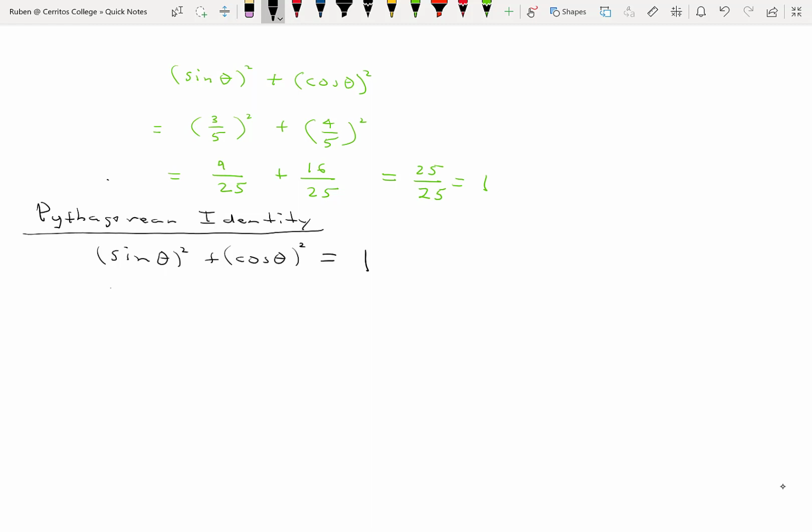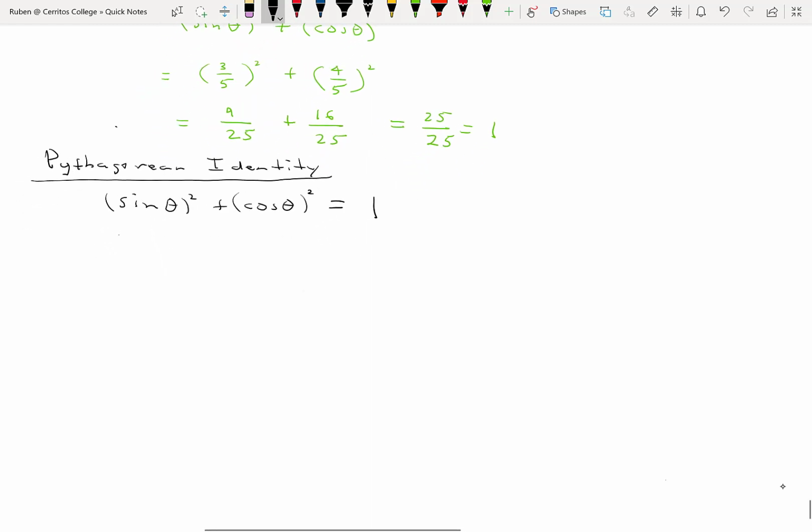Now, this expression, sine of theta squared plus cosine of theta squared equals 1, happens so often that we abbreviate some of the notation. We write sine of theta squared, which of course means sine of theta times sine of theta, for convenience as sine squared theta. We also write cosine of theta squared as cosine squared theta.